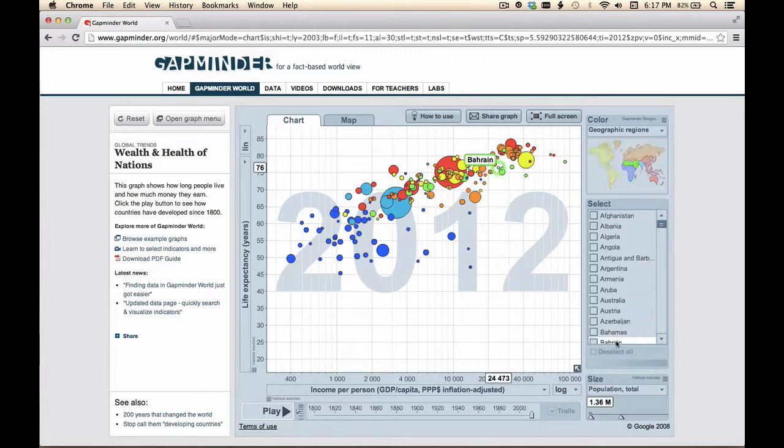The default display that we're brought to here is showing us income per person plotted against life expectancy in years. And what we see is a positive, linear, and moderately strong association. If there was less scatter, if these points were really tight here in a perfect line, we would call that a very strong association.